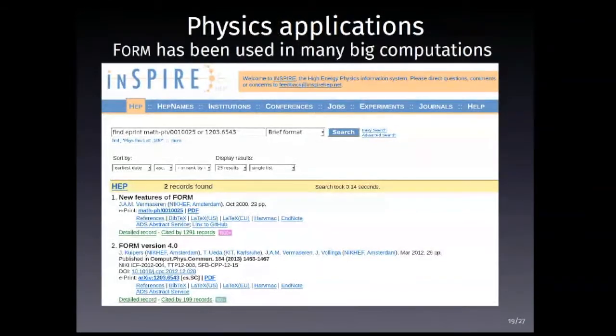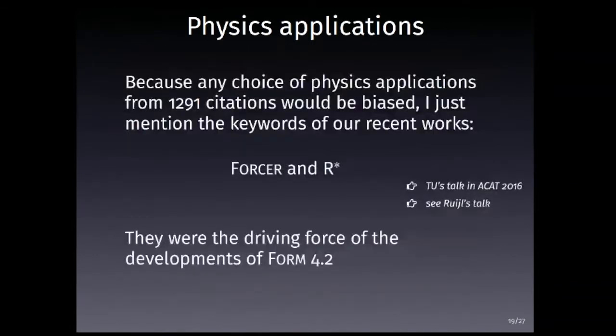But anyway, FORM has many physics applications. If I use INSPIRE search, then it hits that FORM version 3 has over 1,000 citations. Sorry, this is version 3, and this is version 4. Version 4 has about 200 citations. And here I just mentioned the keywords of our recent works, which are Forcer and Ogre. I will talk about them later, so I will skip. But they were actually the driving force of the development of FORM version 4.2.